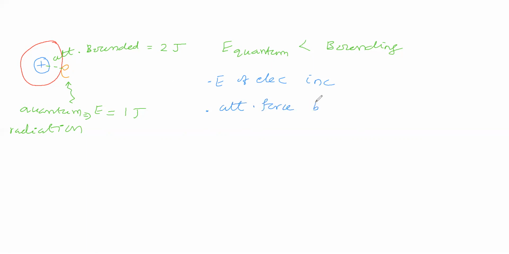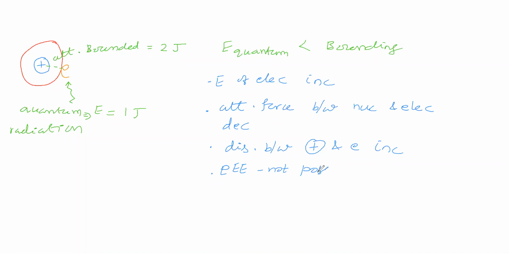the attractive force between nucleus and electron decreases. Then the distance between nucleus and electron increases. Here, the photoelectric effect is not possible, because the electron did not come out from the metal atom.